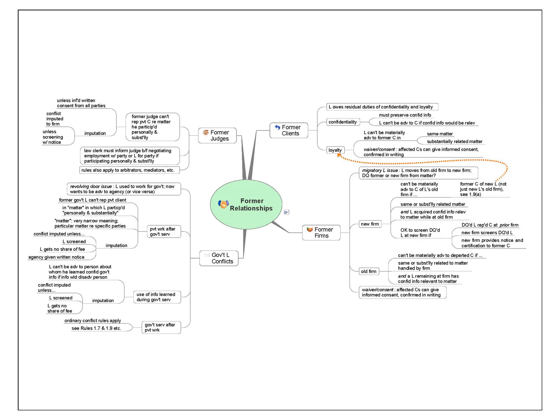All right, now let's focus on the old firm. The lawyer has left. Can the old firm now be adverse to a former client of the lawyer who left and took that client? And here's the answer. The firm can't be materially adverse to the departed client if it's the same or a substantially related matter handled by the firm, and any lawyer remaining at the firm has confidential water cooler knowledge about the matter.